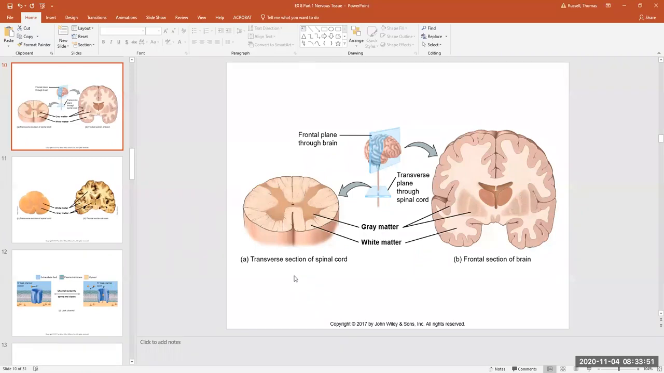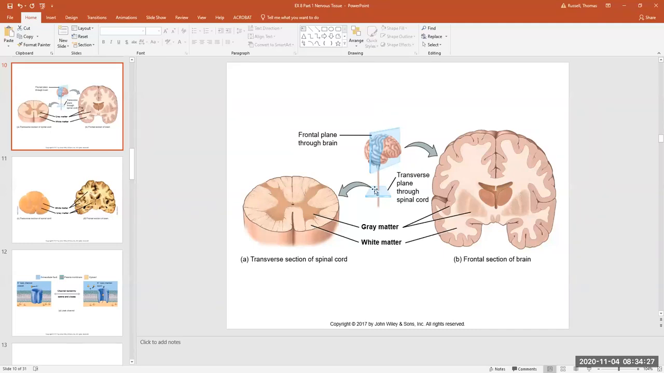Now, dealing with myelination in the nervous system, depending on if we have myelinated neurons or unmyelinated neurons, the tissue of the nervous system appears dark or light. And so we call that gray matter and white matter. Here they show a transverse section through the spinal cord. Here's what the spinal cord looks like. You see there's darker areas and there's lighter areas. The darker areas are called gray matter. The lighter areas are called white matter.